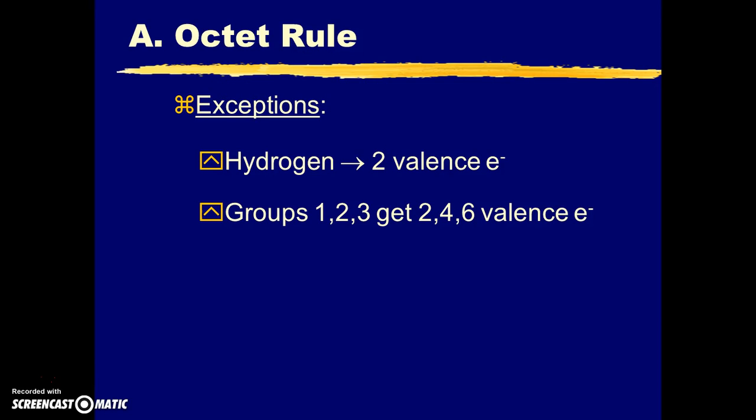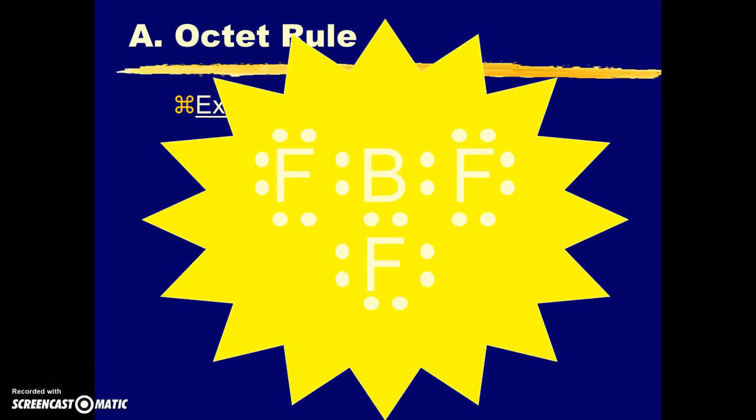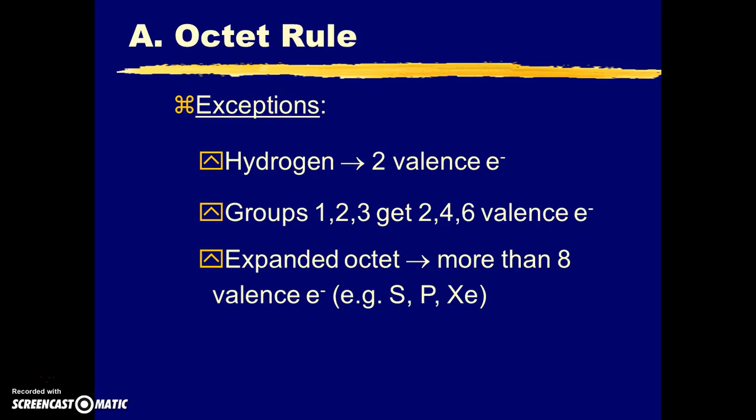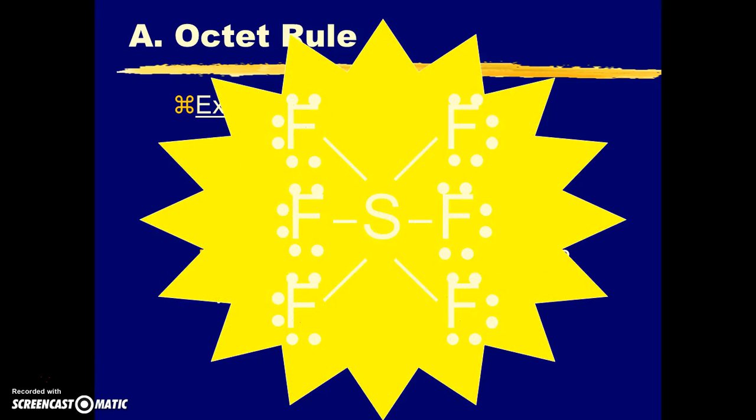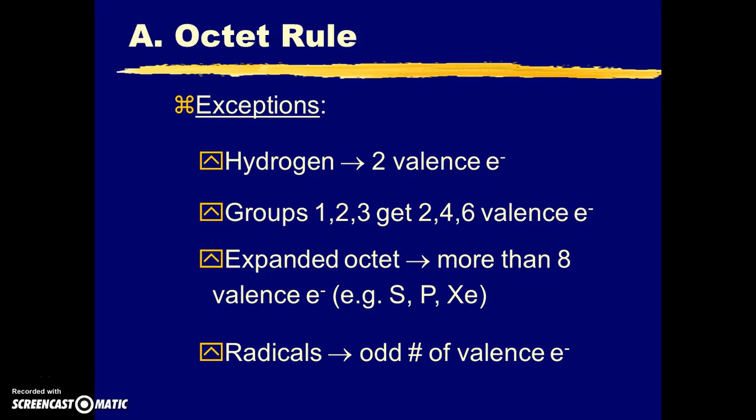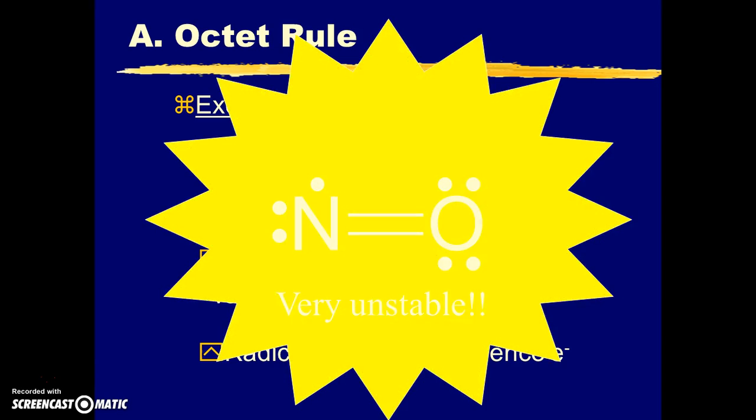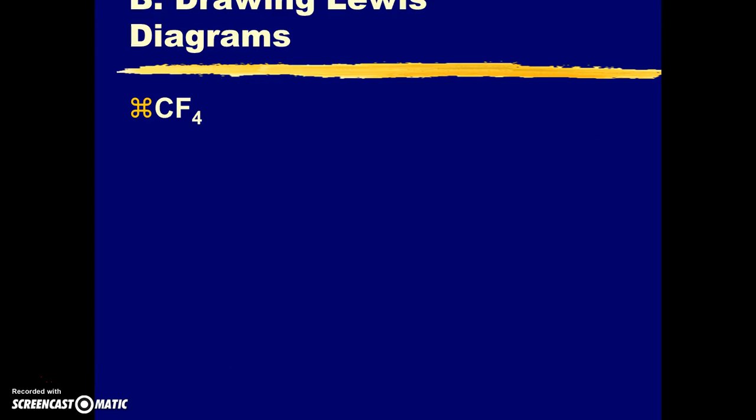The other exceptions we're not going to concern ourselves with a whole bunch. So boron has a lot of exceptions, and some of the elements in period 3 and below, as you see here, sulfur, phosphorus, and xenon, can actually have more than 8 valence electrons. If this is something that really interests you and you take AP chemistry next year or second year chemistry, then we'll study the exceptions a lot more than we will this year. And there are some instances where we can have an odd number of electrons, but that leads to an extremely unstable molecule.